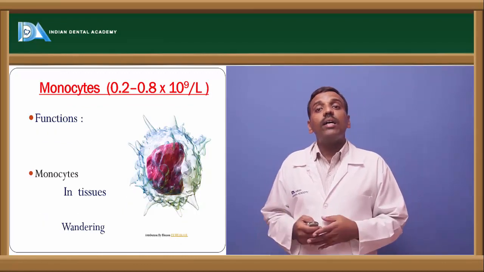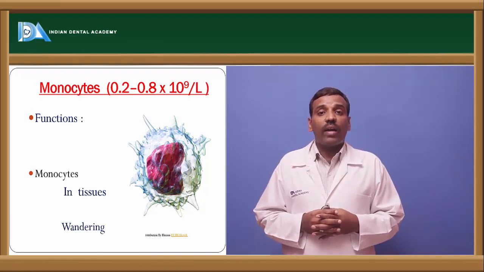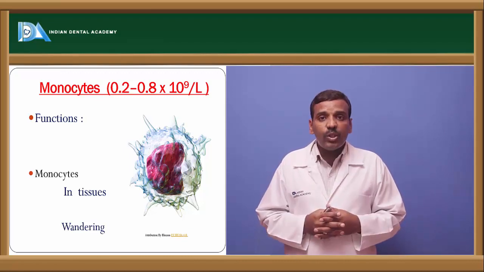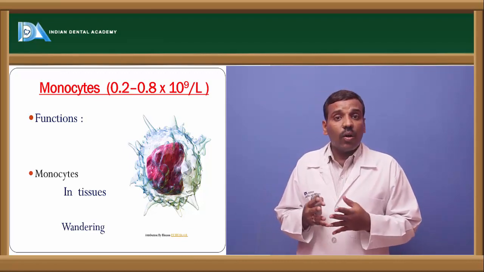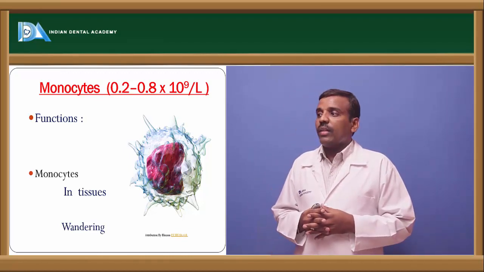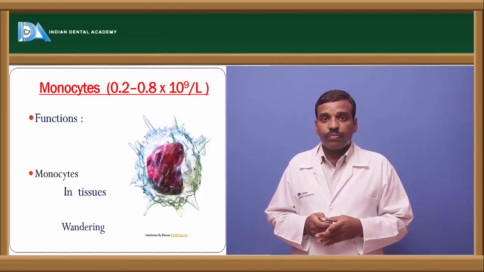And next come to the agranulocytes, monocytes. The monocytes undergo the phagocytosis process. The nucleus is bean shaped, and these are the largest cells in the total blood cells, about 18 micron size.